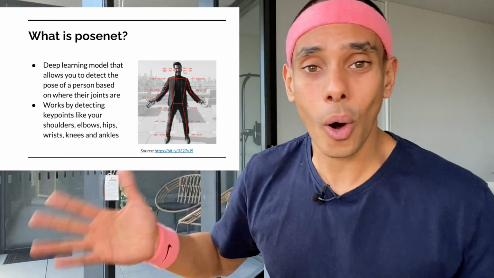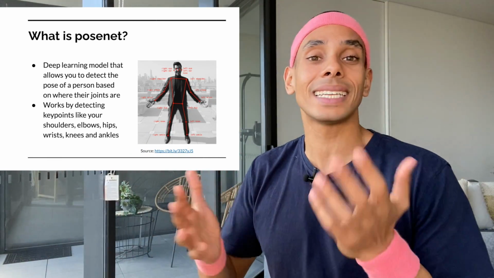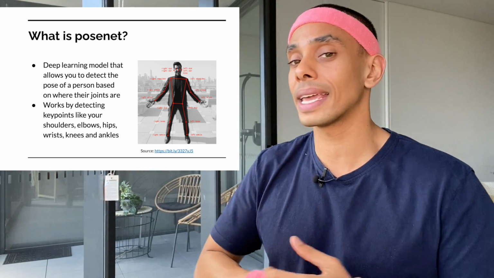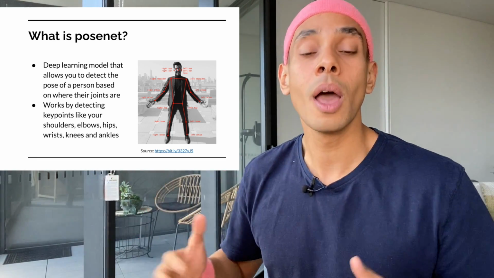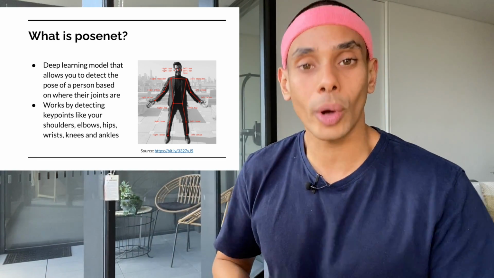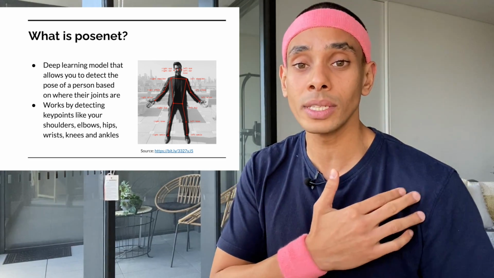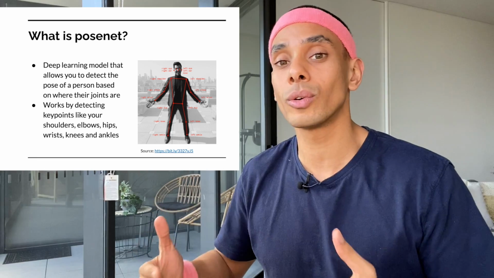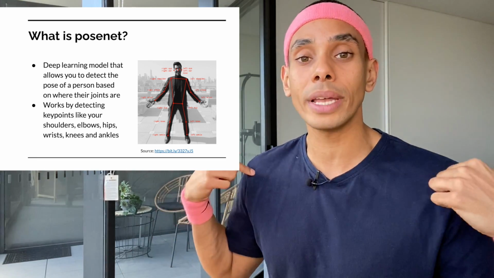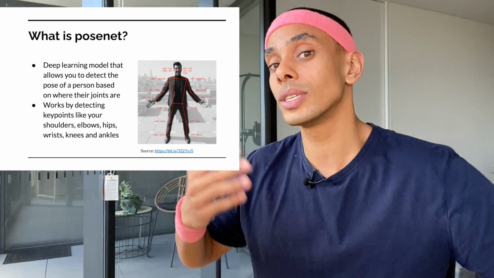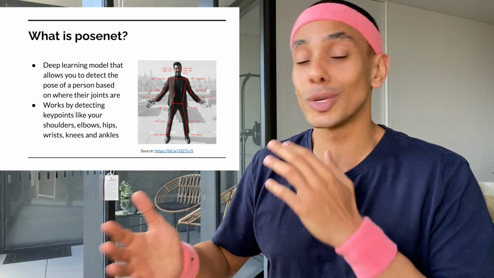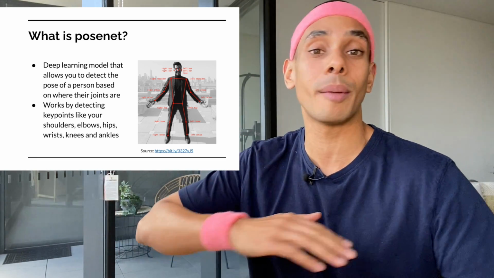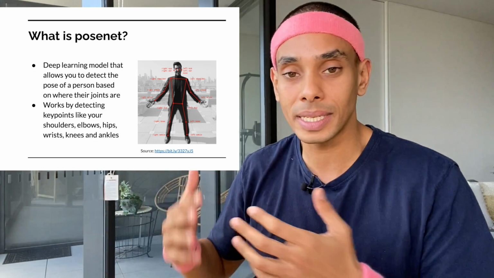So first up, what is PoseNet? Well, PoseNet is a deep learning model that allows you to detect human poses. Now you're probably thinking, how on earth does this work? Well, PoseNet works by detecting different joints. For example, it detects your shoulders, your wrists, your elbows, your hips, your knees, and your ankles. And from there, it's able to join those key points together to determine your different poses. For example, you saw me doing aerobics before, it was detecting each one of those joints within my body in order to work out my particular pose.